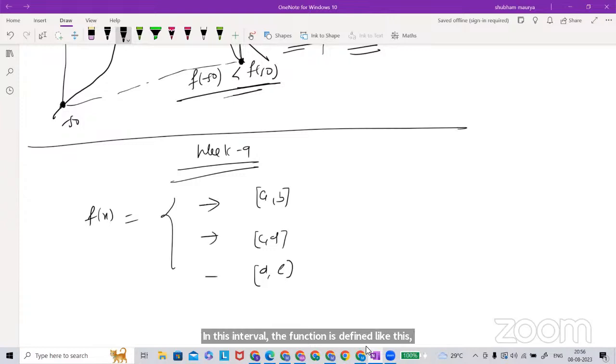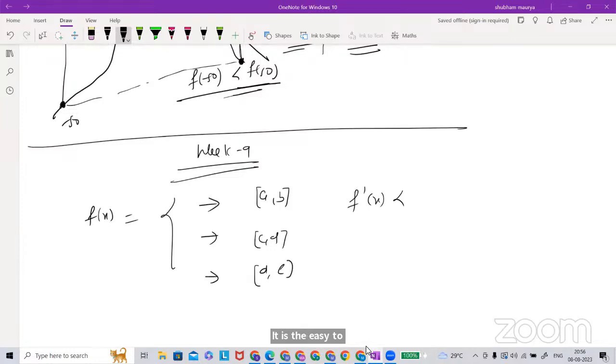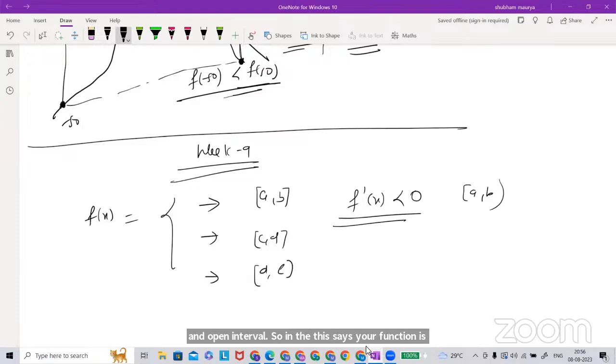So this function is defined like this, or any function. I just choose this for more convenience, so it is easy to understand. Suppose f prime x is less than 0 in this interval, or at least like this, a closed or open interval. So this says your function is decreasing in this interval.